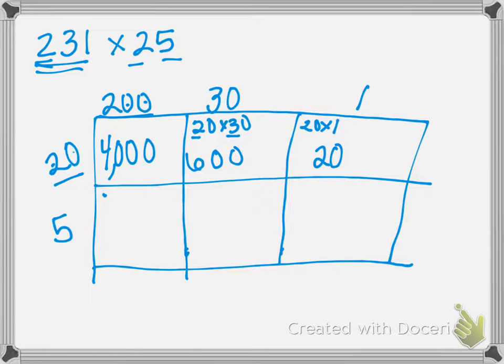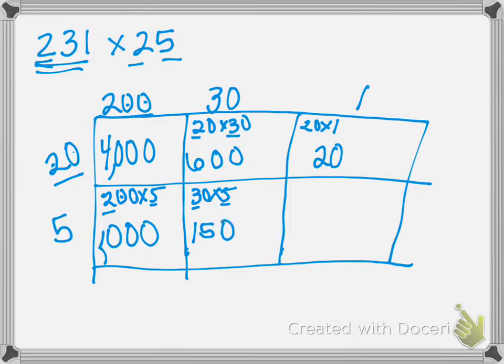Now we're down here. The number that's right above us is 200. The number to the left is 5, so we're going to go 200 times 5. 5 times 2 is 10. We have 2 zeros. Tack them on. Put our comma. This is going to be 30 times 5. 30 is right above us, 5 is to the left. 3 times 5 is 15. With our 0, we have 150. Final box is 5 times 1, because we have our 1 and our 5.